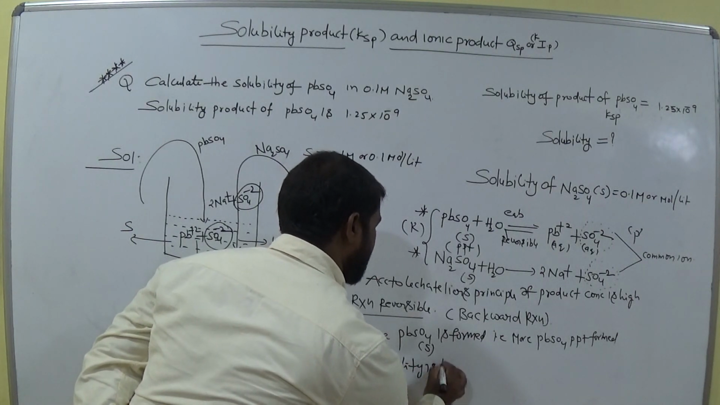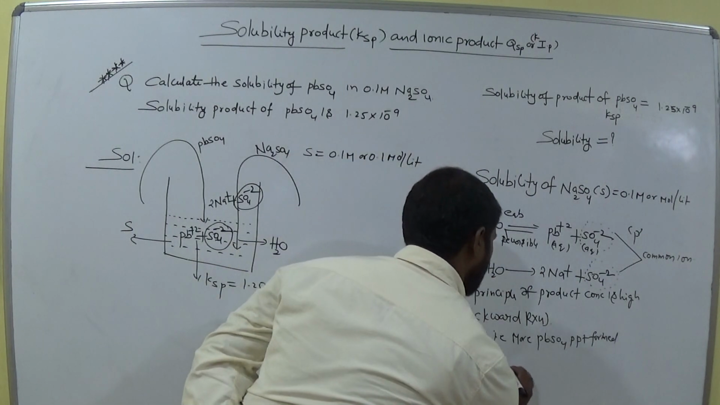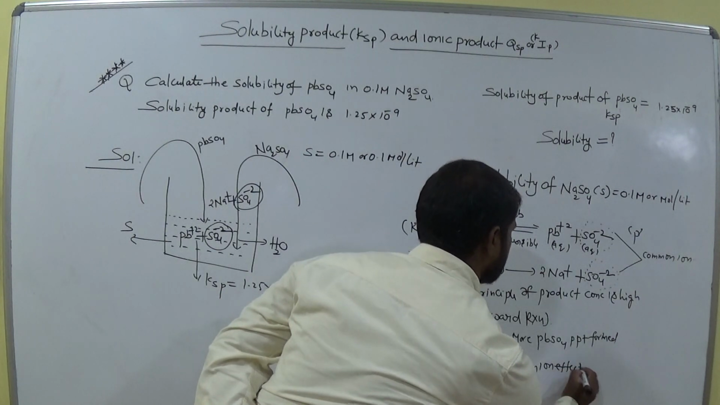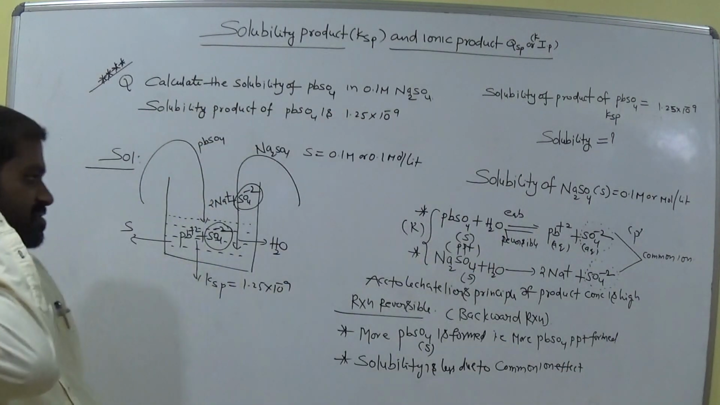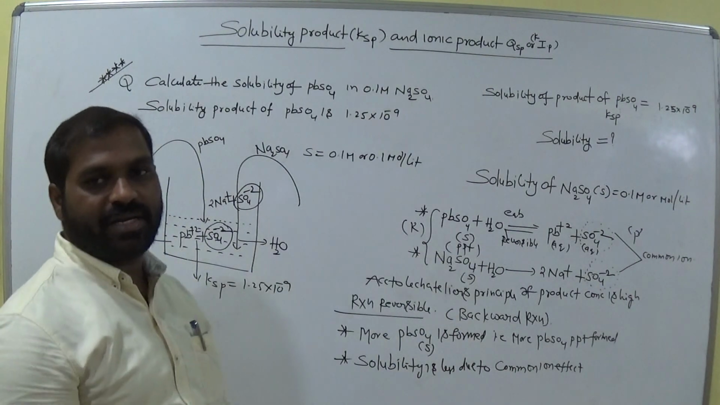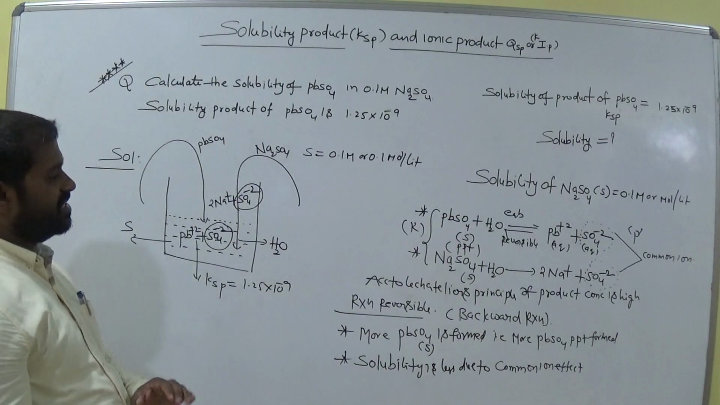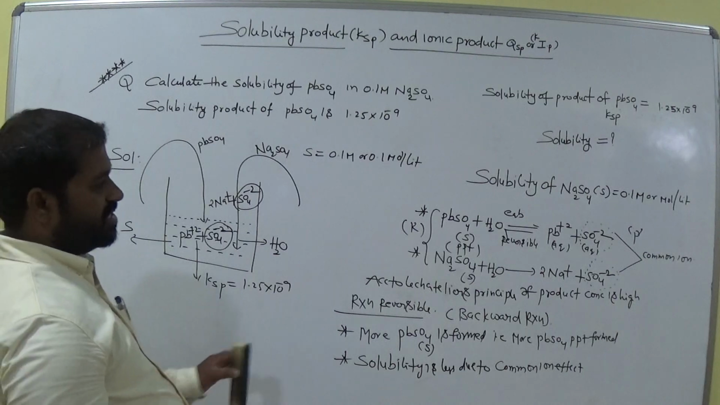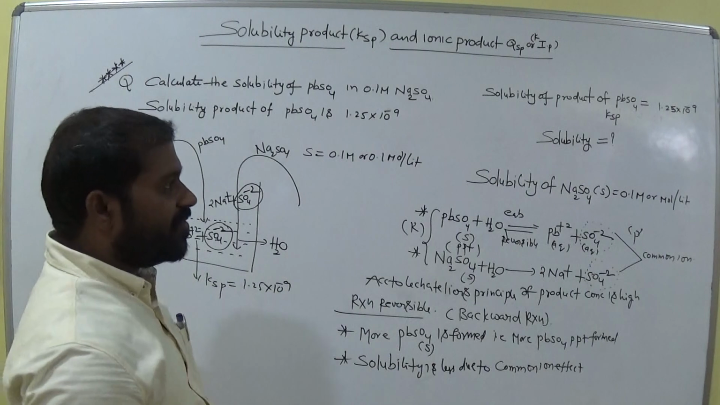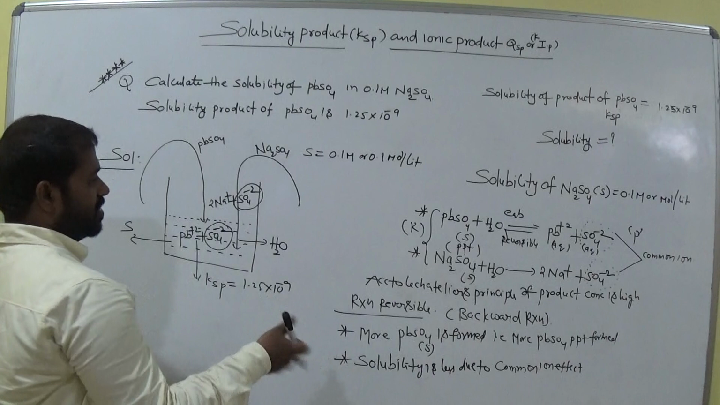Solubility is less due to the common ion effect. So lead sulfate solubility is less due to the common ion effect. Why? Because it formed as PPT in the solution. There is no solubility as Pb2+ plus SO4 2-. Is it clear, all of you? So now this is the concept here. Now let's find the solubility of lead sulfate after adding. So now what happened? Lead sulfate is PPT. So let's see the solution.